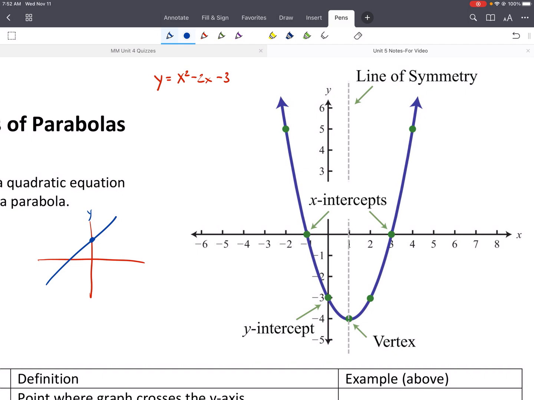We also have x-intercepts as well. Like when we had linear problems, it would only cross the x-axis one time. Okay, for quadratics, you can get two x-intercepts. Those x-intercepts, those are the solutions of your equations.